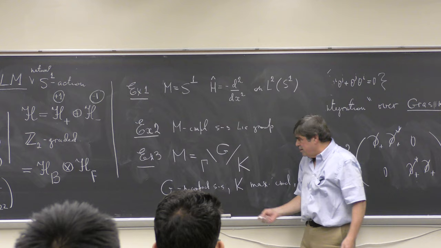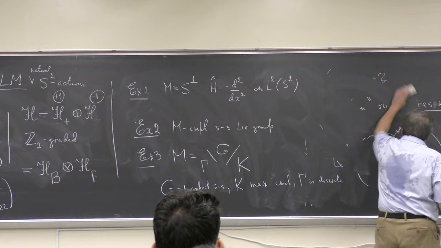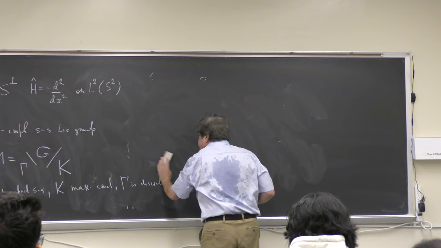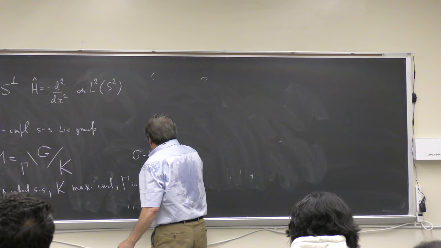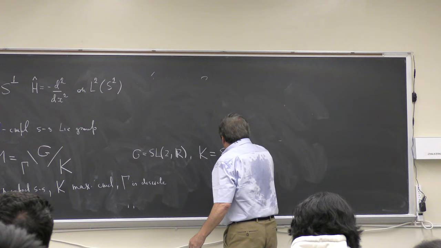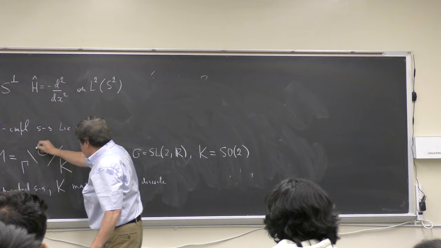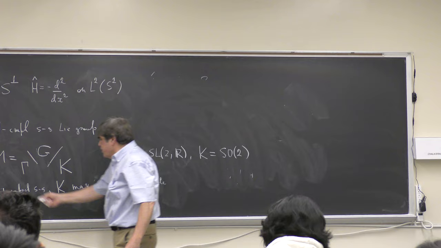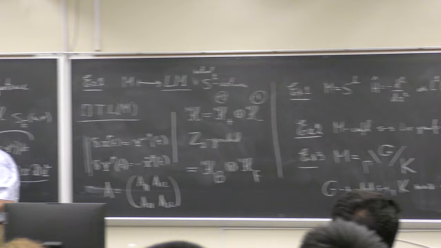So in each of these cases, we have a Laplace operator. In particular, you can think of G being SL2R, K being SO2, and gamma a subgroup of G. This quotient becomes the Lobachevsky plane, the hyperbolic plane, and then the quotient is a hyperbolic Riemann surface. That's the simplest instance of the Selberg trace formula.